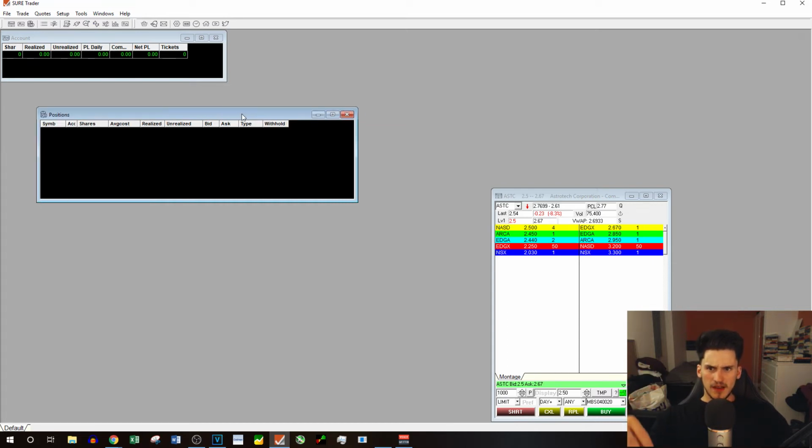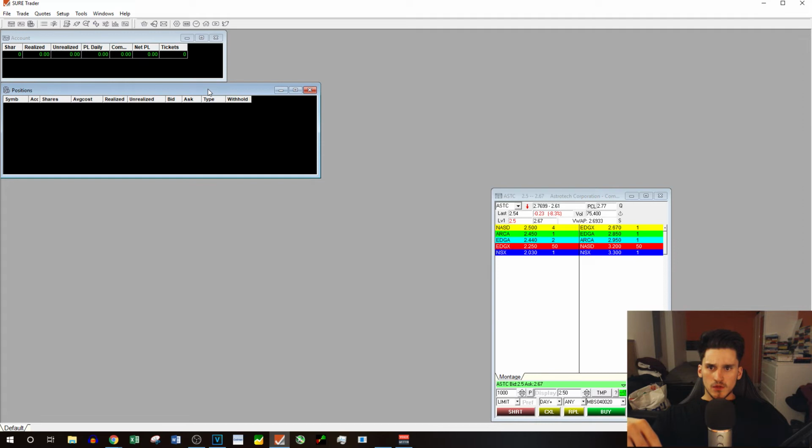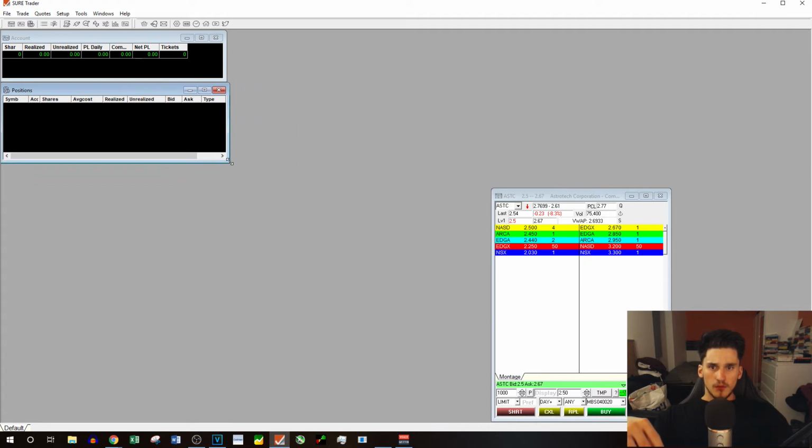Okay, so we want to keep that fairly close because that's quite important to us. So you can see here, if we stretch this across, I'm going to miss half of the withhold. So what I'm going to do is drag these little windows across, just so we can fit it in. I'm a little bit OCD with my presentation. So that's okay. We've got the account, we've got the positions.